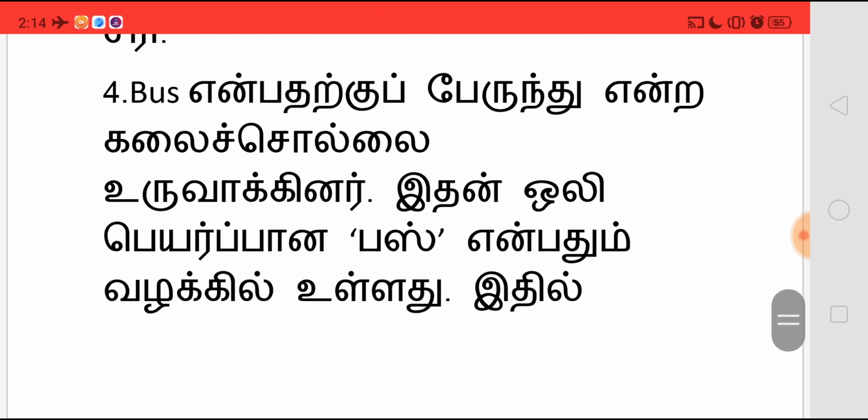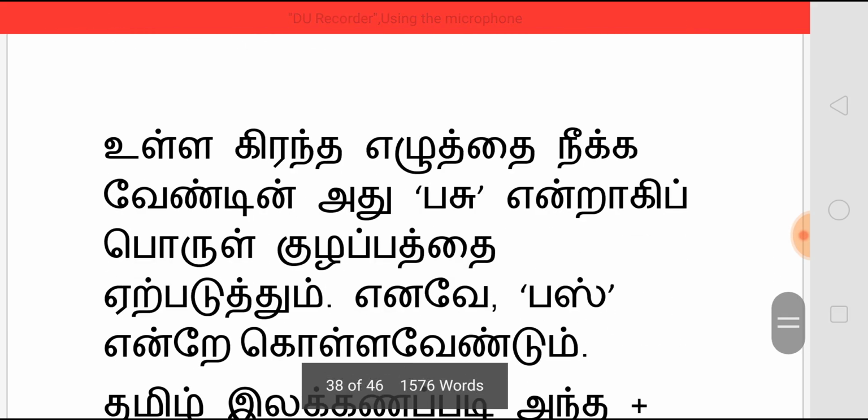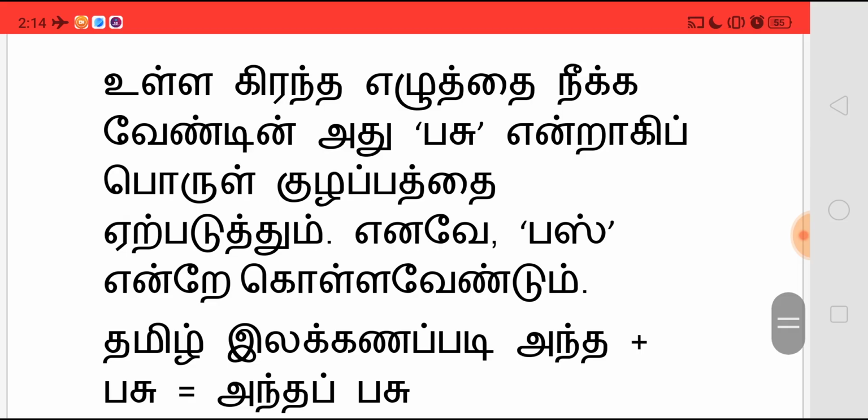And the word bus, in Tamil we have the word perundu. And this sound is bus. This is what we generally use. We do not use perundu mostly. We say bus itself. But here we should understand, if we try to remove the grantha letter and make it as pasu, then it will create a problem. And therefore we accept the word as bus itself.